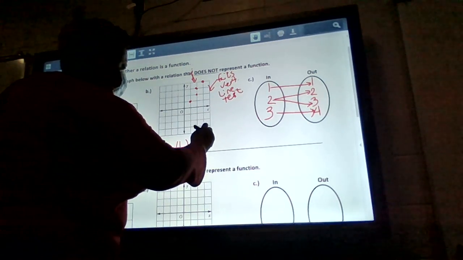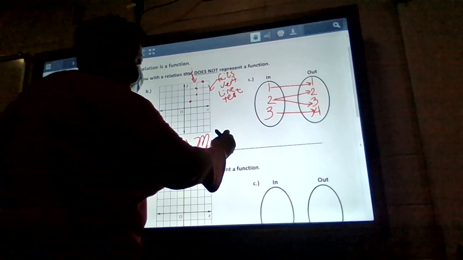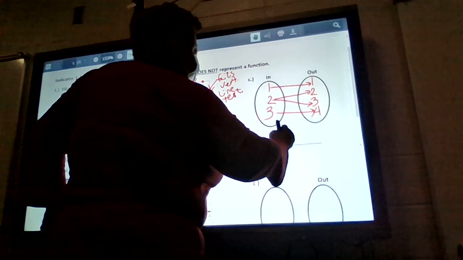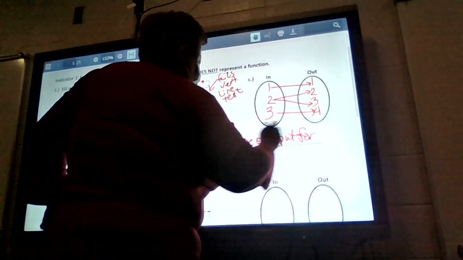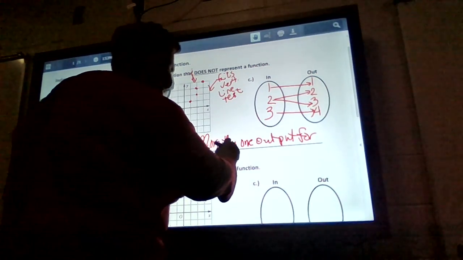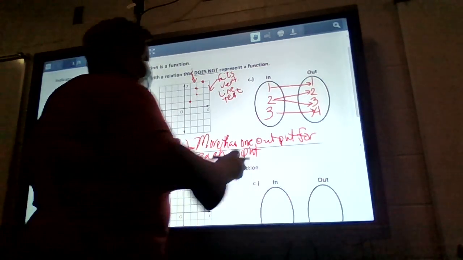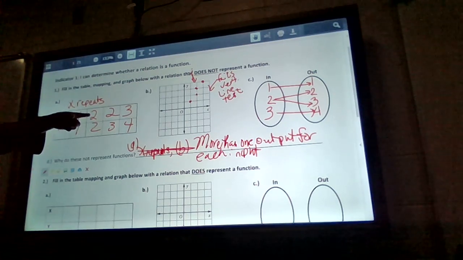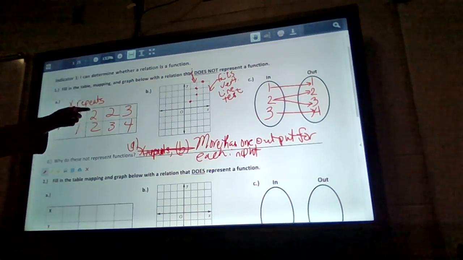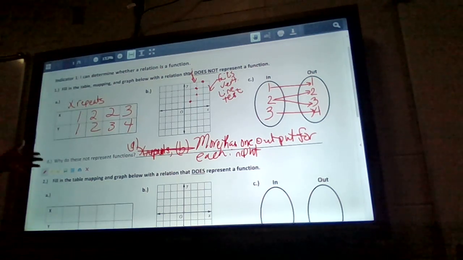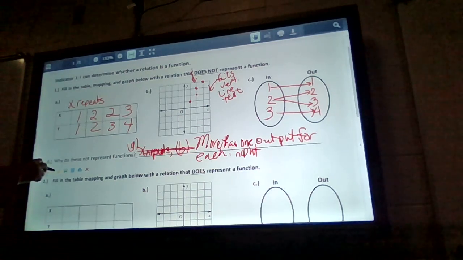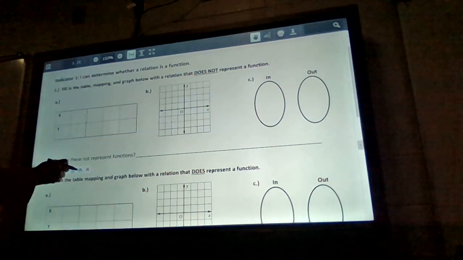There is more than one output for each input. That's the formal statement, because that's the definition of a function: for each input, you have only one output. So notice here, for 2, I got 2 outputs. I got an output of 2, and I got an output of 3. So this input has more than one output, which makes it not a function.